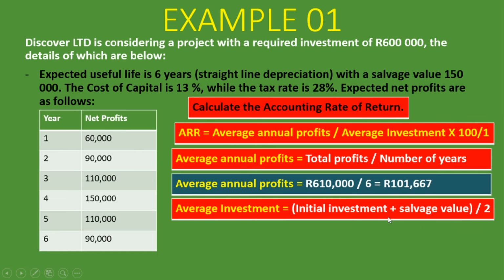So what will we do? We take our initial investment plus salvage value. Do we have salvage value? Yes, we do. We're told here that it has a salvage value or residual value of 150,000 rand. If you do not know what that is and you'd like to know that, we've done lessons specifically on those. You can click on the link on the top right of the screen, or you'll find the links in the description below as well. So the initial investment of 600,000 rand plus our salvage value of 150,000 rand, we get that answer and divide it by 2.